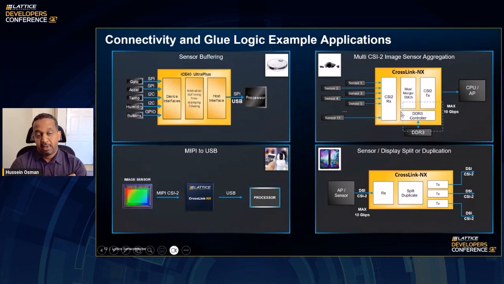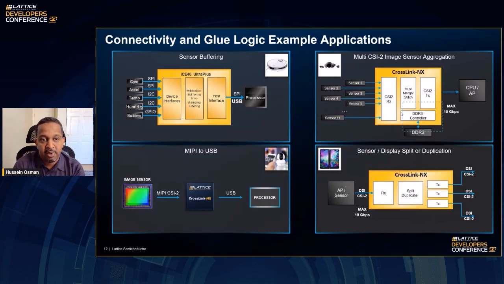Digging deeper a little bit into the connectivity and the glue logic, provided here are four common applications for consumer devices to implement on an FPGA. So processors on the left-hand corner and sensor buffering: processors that have a limited number of IOs can expand its IOs through a USB or a SPI port with a custom number of peripherals on the other side. I'm showing multiple SPIs and multiple I2Cs and a GPIO.